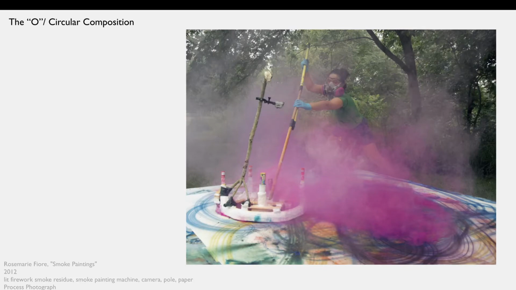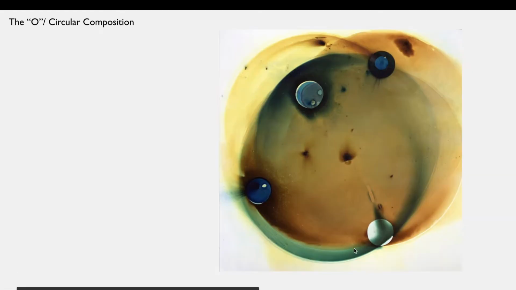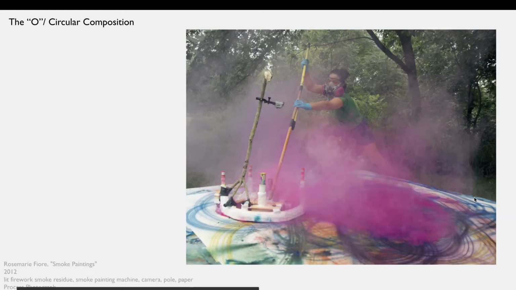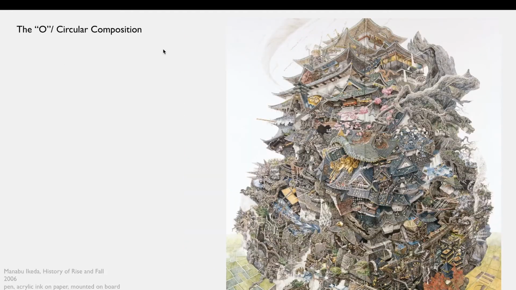Here is a circular painting made through this wonderful, active process of creating a mechanism which holds fireworks, and then it's lit, and then it is moved around the canvas or drawing paper. So that's what actually creates some of these marks zipping around, creating this beautiful composition.